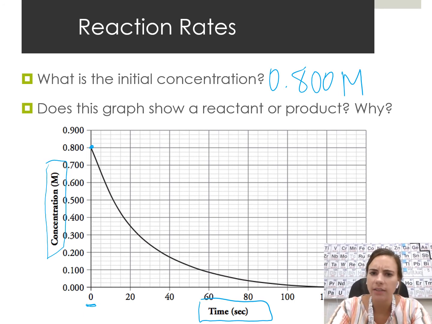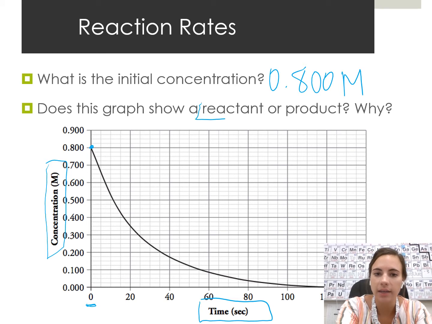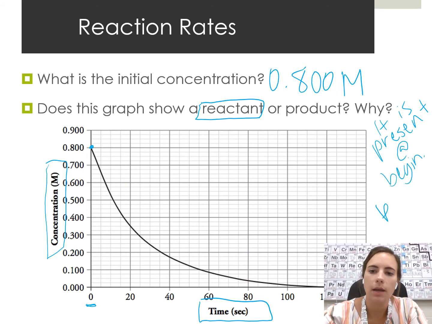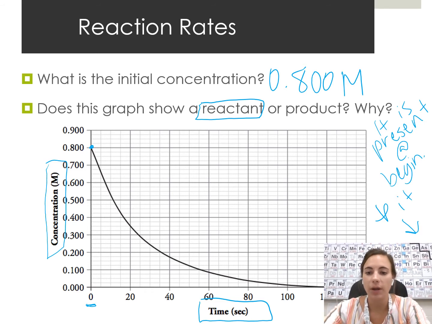Is this a reactant or a product? Well, this is absolutely a reactant, and I can tell because it is present at the beginning and it decreases. Okay, so I can tell that this is a graph of a reactant because it is decreasing in concentration over time, but I had some present in the beginning.